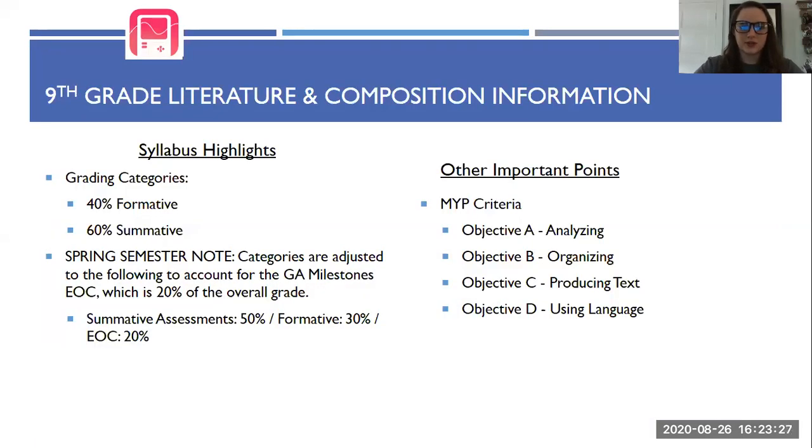For my 9th grade literature and composition class, our grades come from 40% of the formative work, so the daily work that we do, quizzes, and then 60% from the summative work, so tests, essays, projects. In the spring semester, 20% of the grade does come from EOC, which is the end of course test. We'll be preparing for that throughout the year.